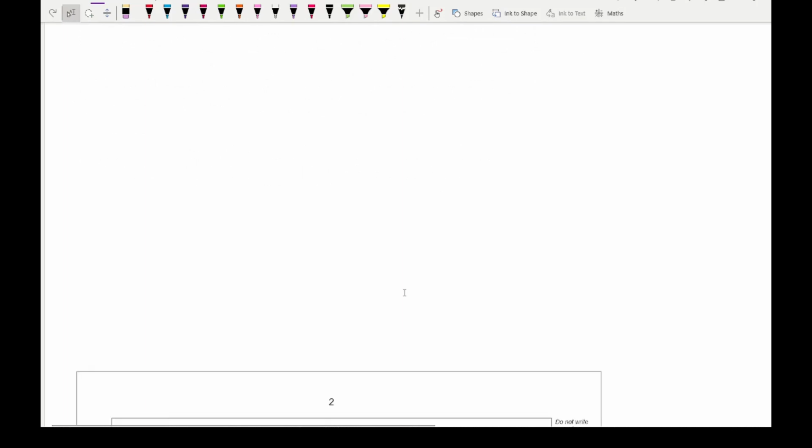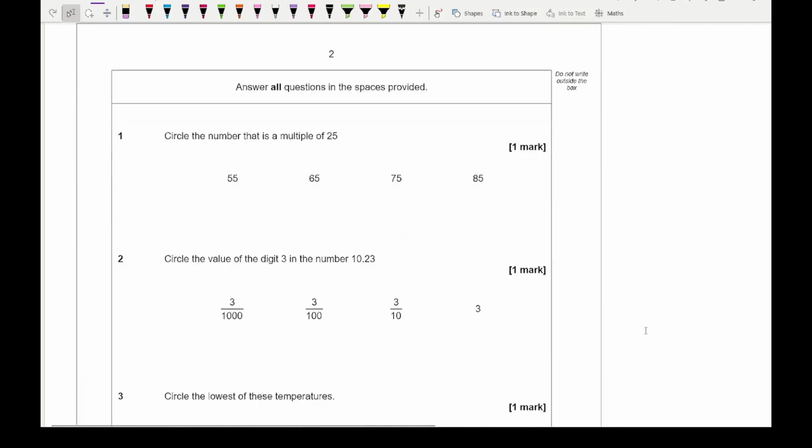So getting started, looking at question 1, it says circle the number that is a multiple of 25. Now a multiple is basically a number that appears in the number's times table. So we're looking for a number that appears in the 25 times table. Now to help, you might want to write down the 25 times table. Obviously each of these are all double digits, so you won't have to go far, you only have to write a maximum of 4 numbers. But the correct answer is 75, because 25 times 3 is 75.